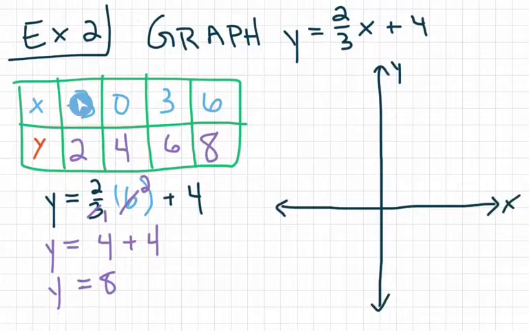Our first ordered pair that we need to plot is negative 3, 2. So I'm going to go to the left 3 and then up 2. My first point goes right here. Next point I'm going to plot is 0, 4. I don't go left or right at all, but I do go up 4 units from the origin. Second point goes there. Third ordered pair, 3, 6. So I go right 3 and up 6.